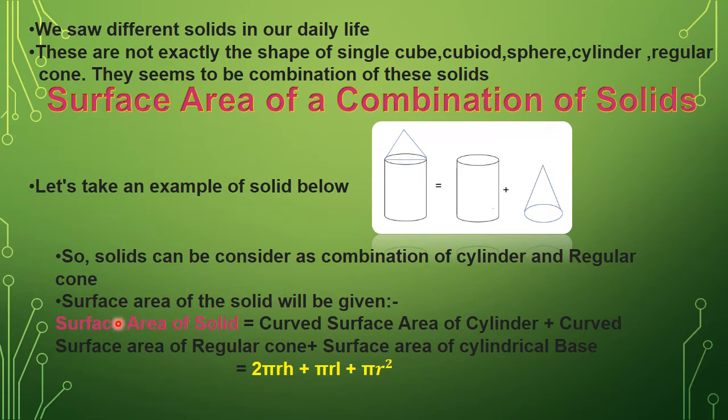So if we want to calculate the surface area of this solid, what do we have to add? Curved surface area of cylinder, then curved surface area of right circular cone, and the area of this base, which is a circle. So it means 2 pi r h plus pi r l plus pi r square. Then later on we can substitute the values according to the question, and we will get the surface area of this particular solid.